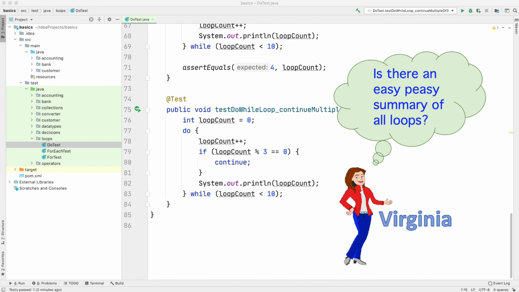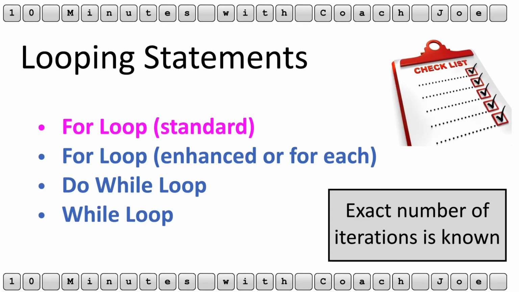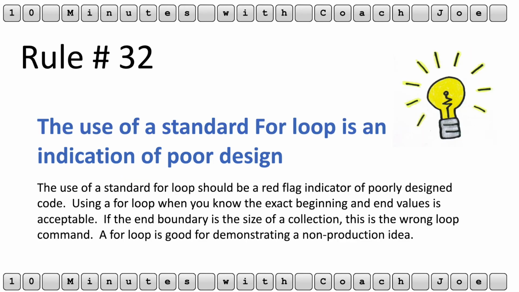Which loop should we use? Let's do a quick review of all the looping options. The standard for loop is used when you know exactly how many times you need to execute a block of code. Typically, this situation happens less than 10% of the time. Coach Joe Rule 32 states, the use of a standard for loop may be an indication of poorly designed code. It is acceptable to use the standard for loop when you know exactly how many times you need to execute a block of code, or if you are demonstrating a non-production idea. Don't use this for loop for collections.